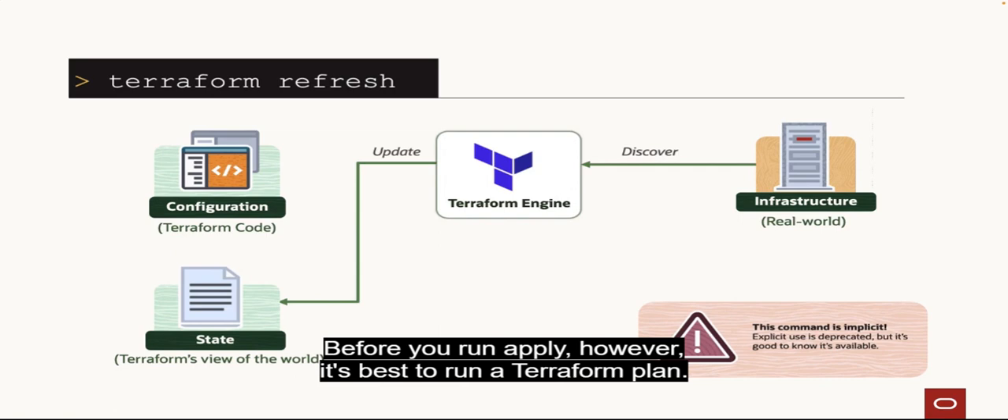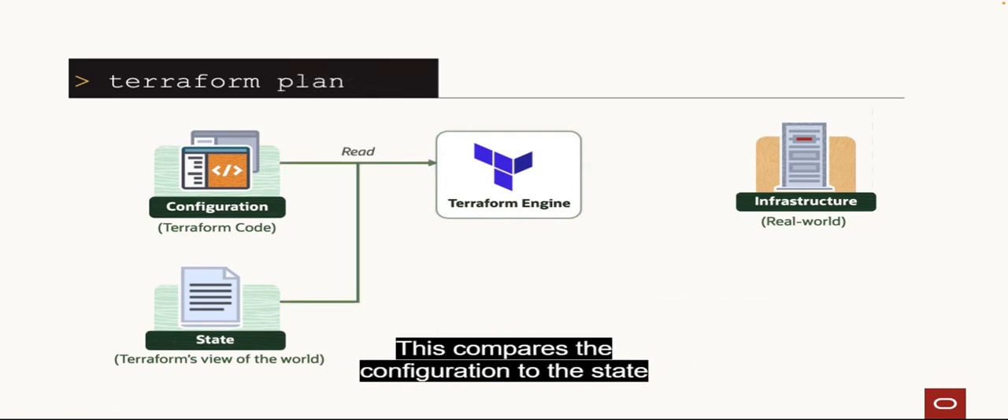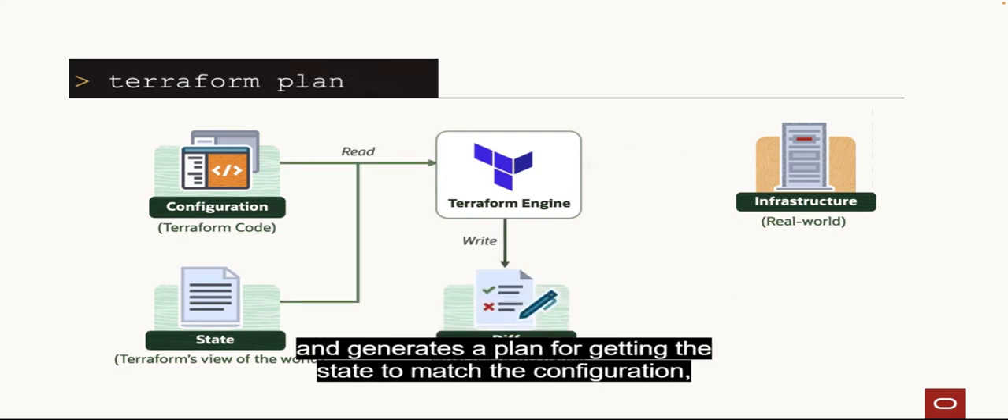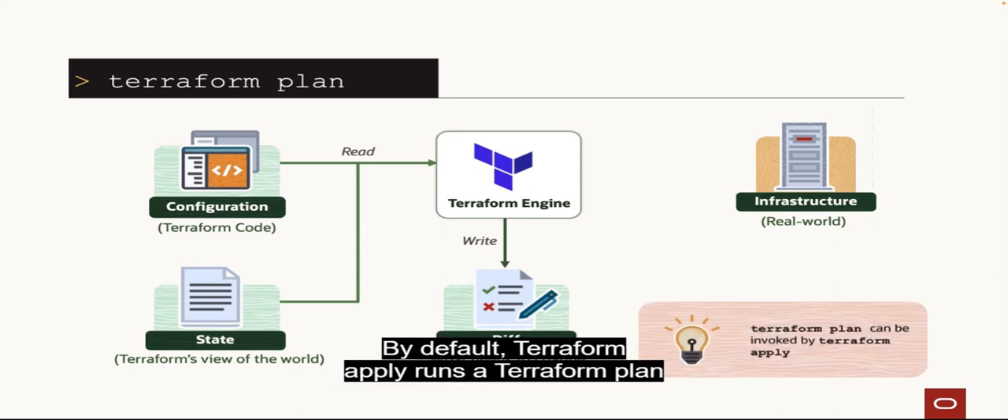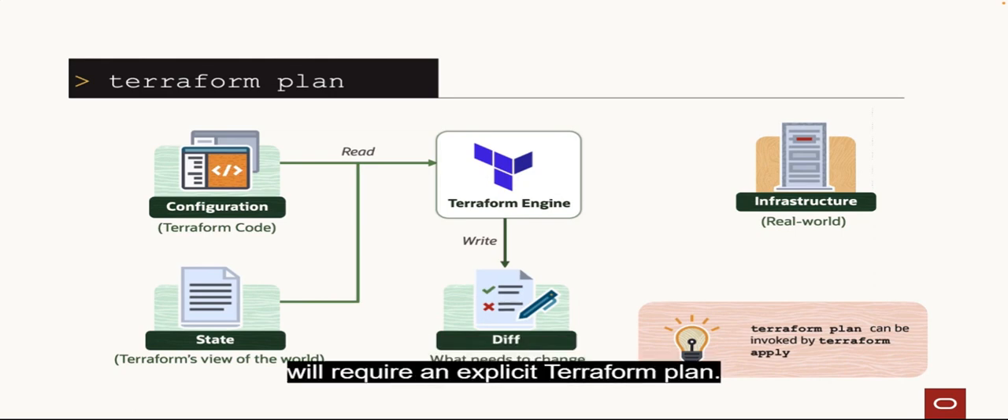Before you run apply, however, it's best to run a Terraform plan. This compares the configuration to the state and generates a plan for getting the state to match the configuration, often called a diff. You can look at the diff to confirm that your Terraform code does what you think it will. By default, Terraform apply runs a Terraform plan and asks for your confirmation. But again, in more complex implementations, this might be turned off, and Terraform apply will require an explicit Terraform plan.